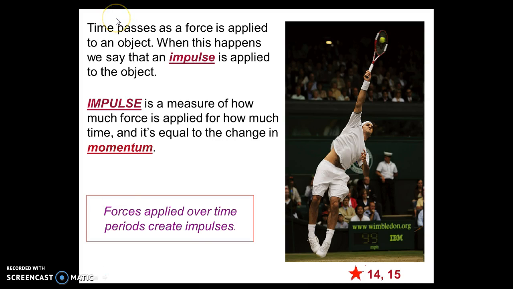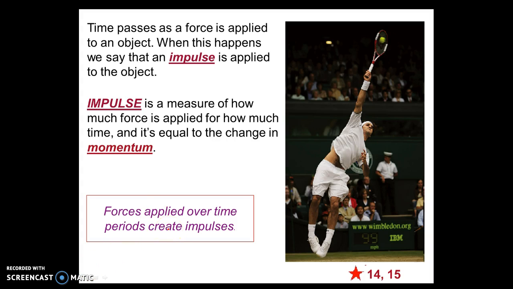As time passes, force being applied is going to change the momentum of an object. When this happens, we often call it an impulse. So the formal definition of an impulse, yes, you have to write it down, is the measure of how much force is applied for how much time. And this impulse is equal to your change in momentum. So if you're increasing momentum, that's because of the effect of the impulse. Force applied over periods of time creates an impulse.